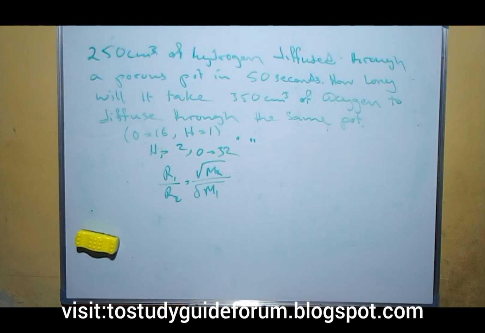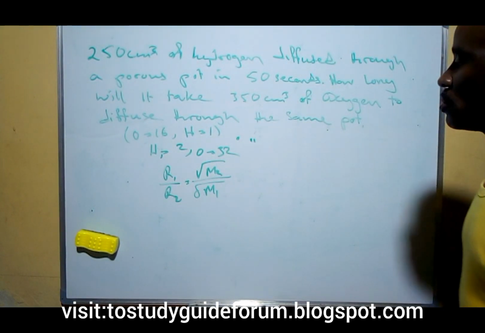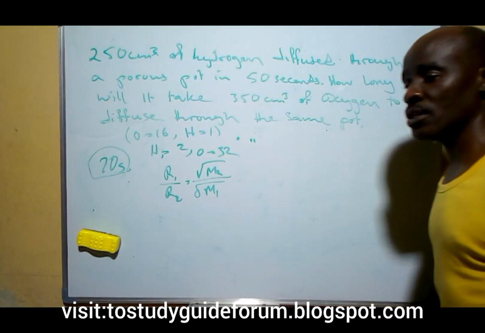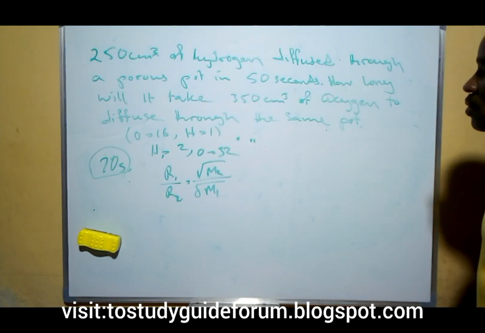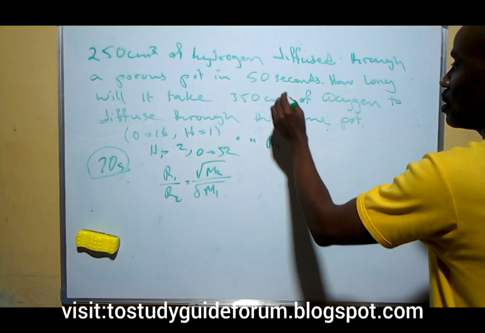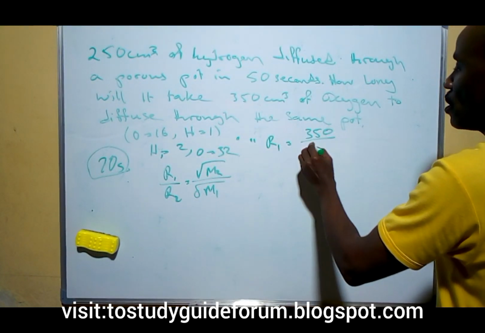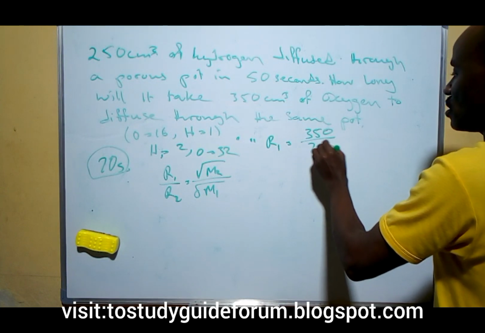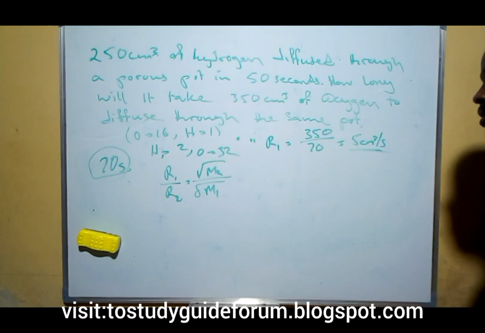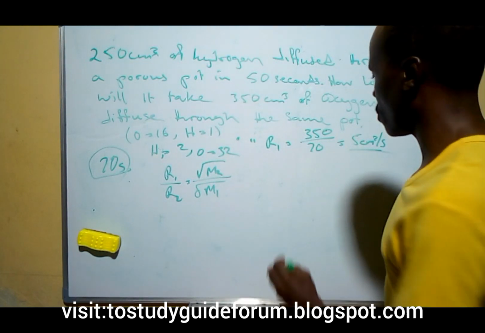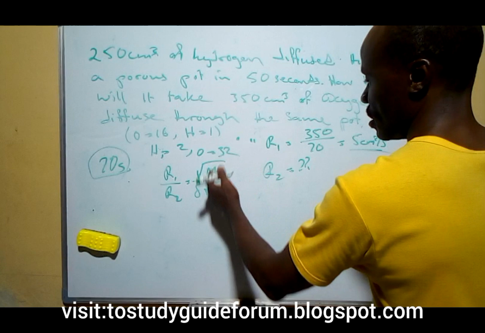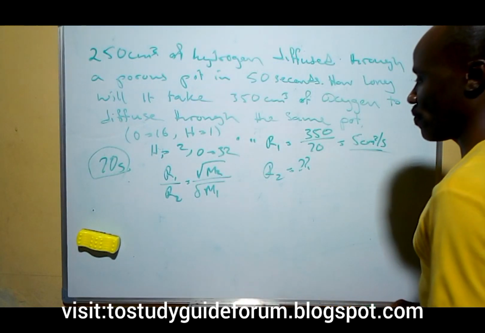So we can also calculate it using the rate. Before we do that, we know that hydrogen takes 70 seconds. If it takes 70 seconds, then the rate of the hydrogen will be 350 over 70. That will give us 5 cm cube a second. The rate of oxygen is unknown. We say it's question mark. Every other thing is known.